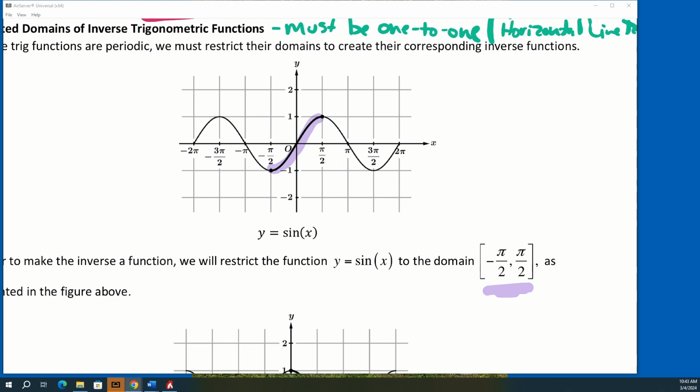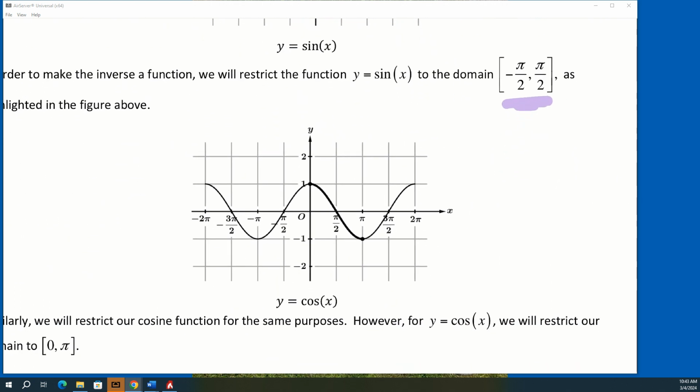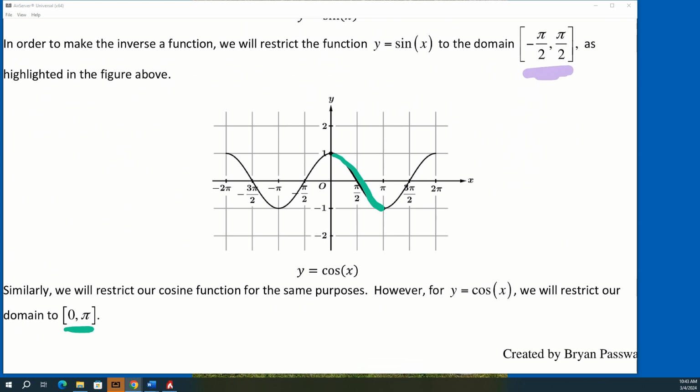All right, and then for the cosine, obviously the whole cosine function is not one-to-one. So what we do is restrict the domain to this much. We can't do it the same way that we did it with the sine, because if you went from negative pi over 2 to pi over 2, it wouldn't be one-to-one. It wouldn't pass the horizontal line test. So it has to be different. So we go from 0 to pi for cosine.